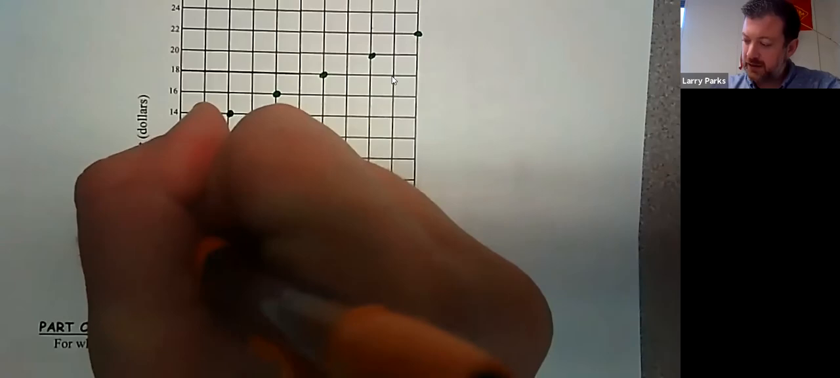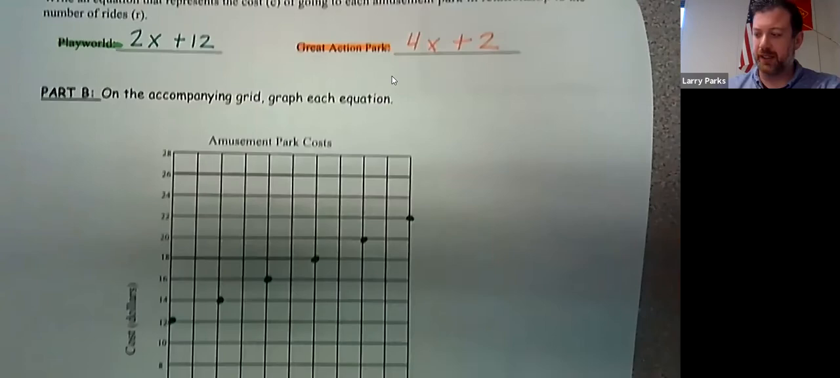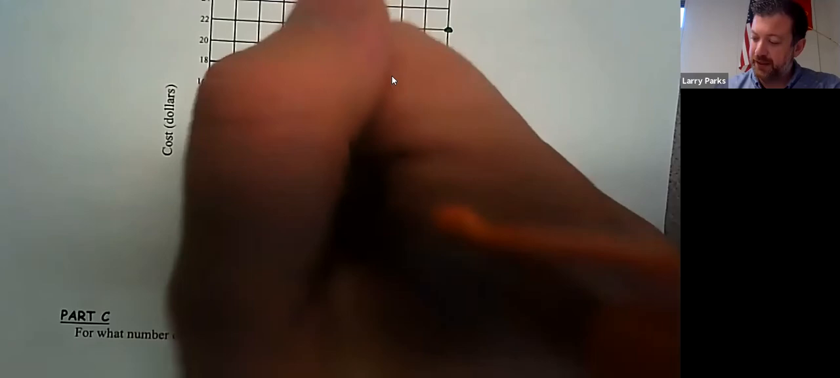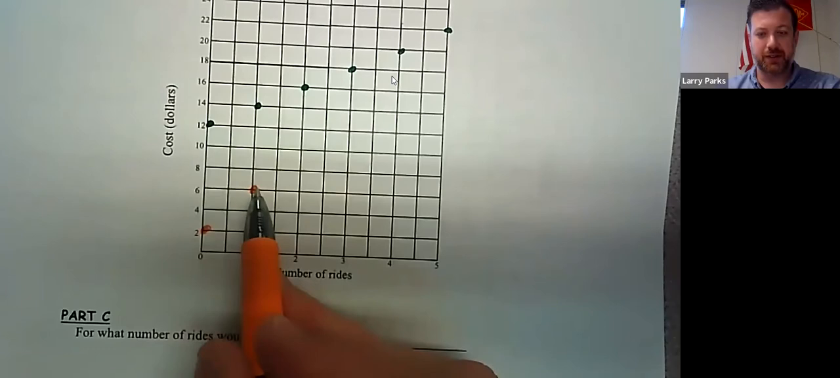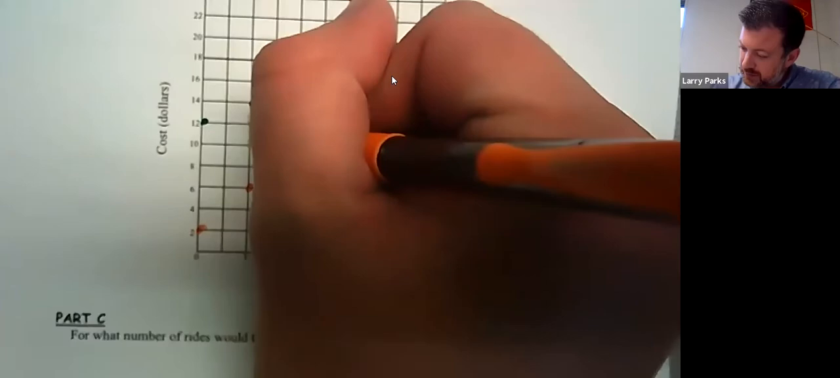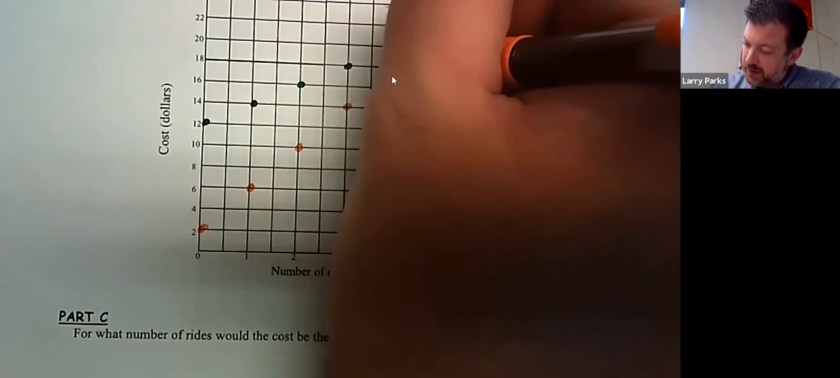Starts at $2, and we go up $4 per ride. So $4, that'd be 2, 4 per ride right here. So this one's really 2 over 2, and then go up 2 over 2. 1, 2, 1, 2, 1, 2, 1, 2, right there.